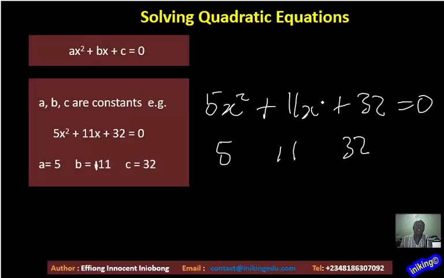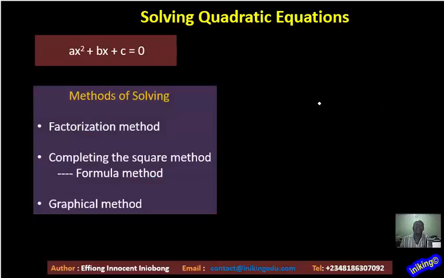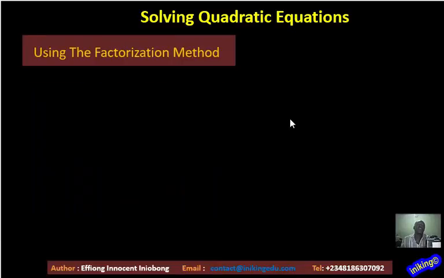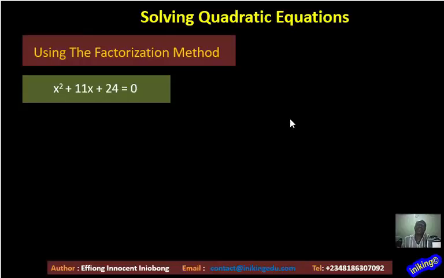How do we solve a quadratic equation? We have some methods, one of which is the factorization method, second, the completing the square method, and then we have the graphical method. First, we look at using the factorization method to solve a quadratic equation. Let's do this by taking an example.